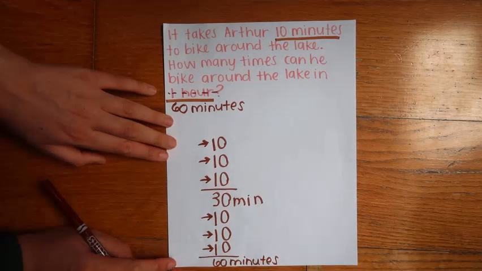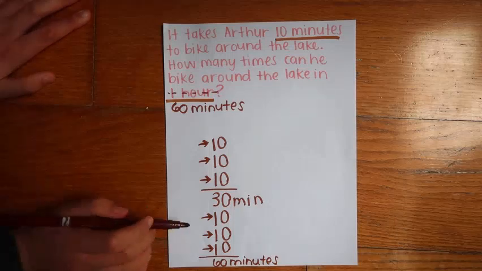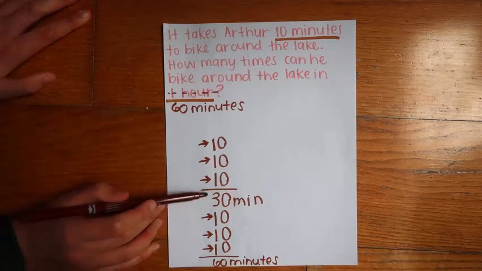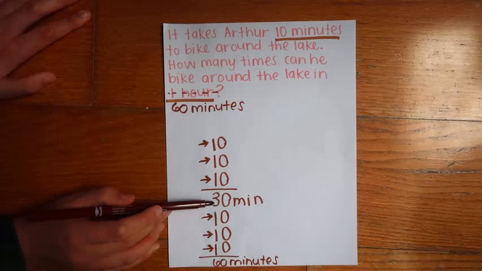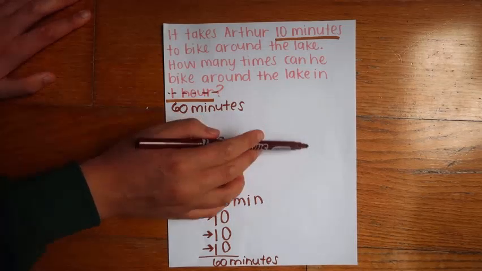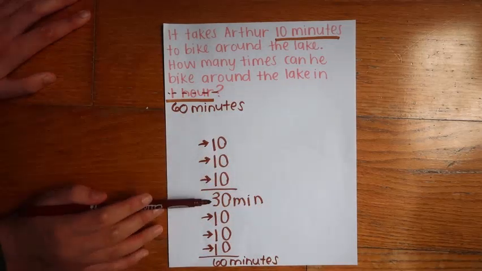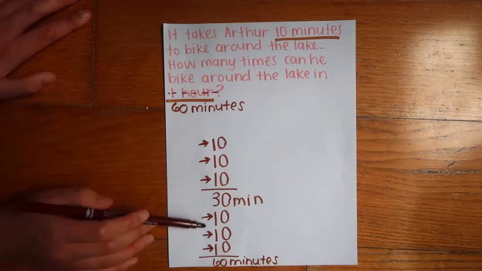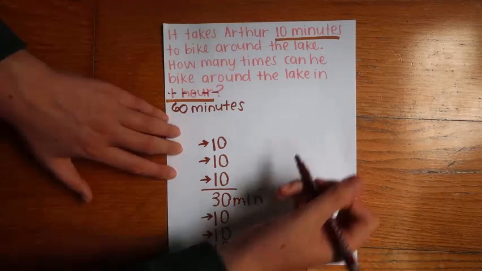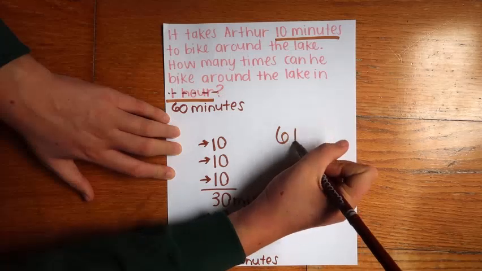All those 10s represent the times that he's going around the lake. I added here in the middle just so I could kind of keep track of my work. That wasn't necessary. You could just do all the 10s, that would be fine. But each of those 10s represents the times they've gone around the lake. So he can go around the lake 6 times.